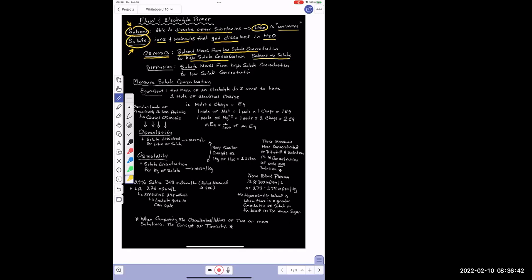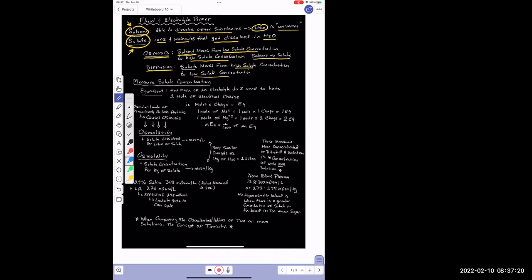On the other hand, we have what's known as diffusion. And diffusion refers to the movement of solute, not solvent. So diffusion is the movement of the dissolved particles in the water. And solute moves from high solute concentration to low solute concentration, right? And so that is a little different from osmosis, where the water is moving toward the solute. The water is attracted to the solute, whereas solute tends to move away from itself.